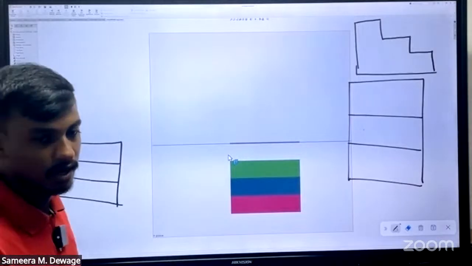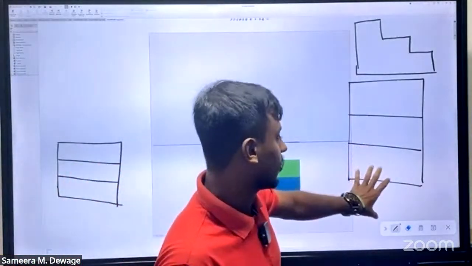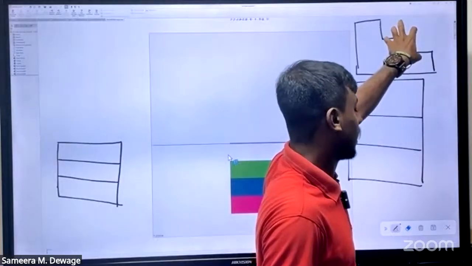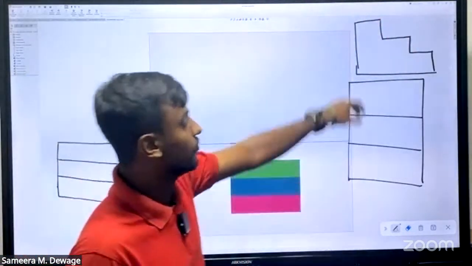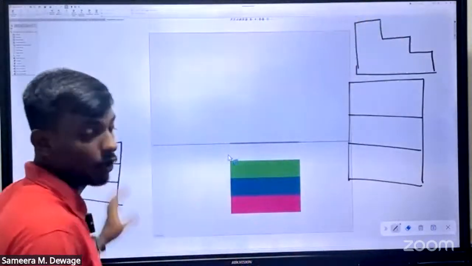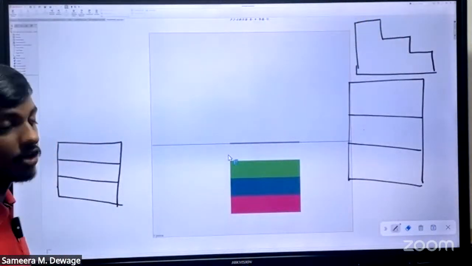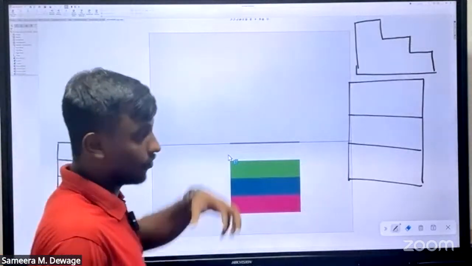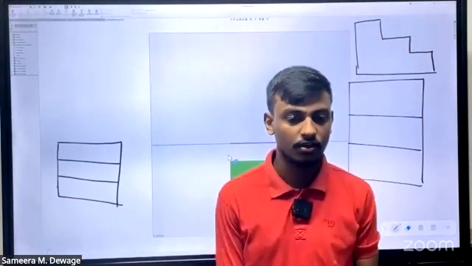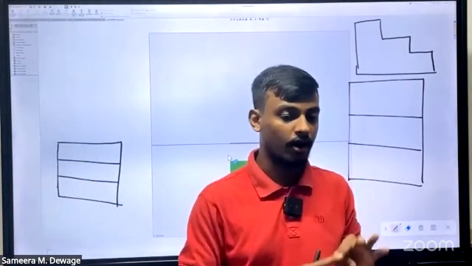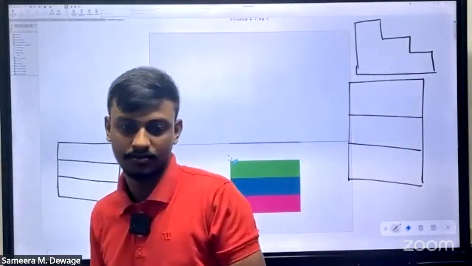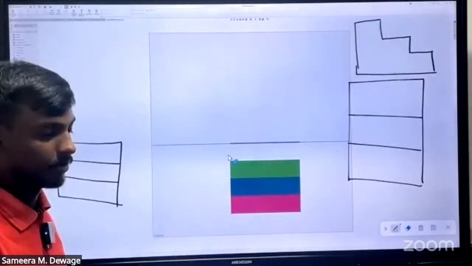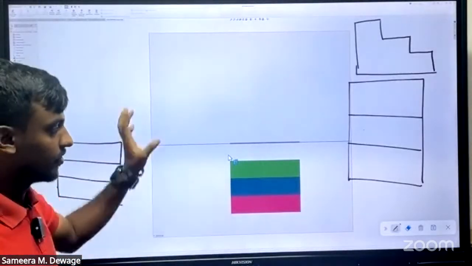You guys understand? So this is our front and side, and this is our plan view. Front view, side view, and plan or top view. So these are the shapes if you look at the object from the front side, left side and above. The images we get are like this, right?